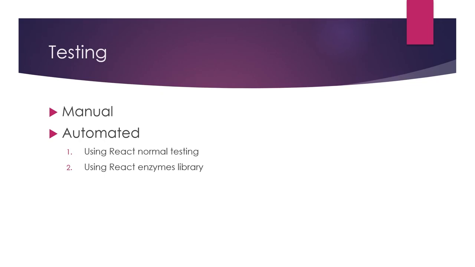Now to discuss testing, as we know we have two types of testing: manual testing and automated testing. First of all, we performed manual testing, which included checking whether the links are propagating properly and whether we can see our views rightly or not.